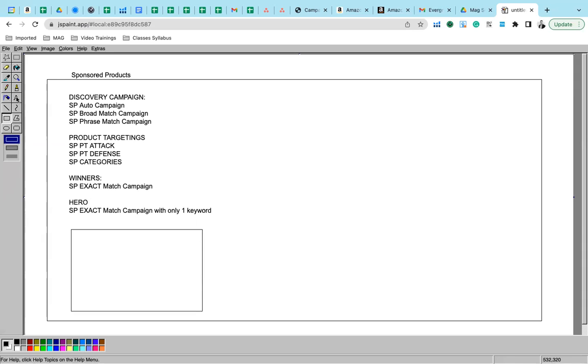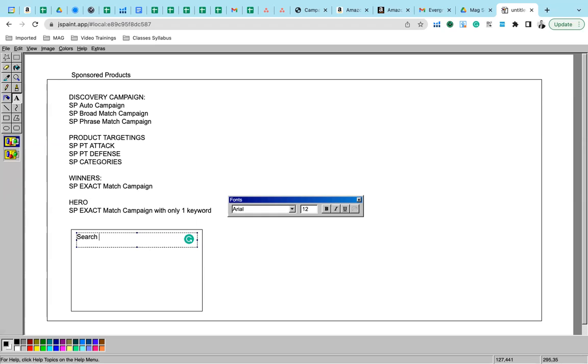Let me talk to you about the search terms on the discovery campaigns. They can be successful, which means they can make sales with lower costs. And if they can make sales with lower costs, what are we going to do with them? These search terms are going to become winners. We're going to get them and move them to the winners campaigns.